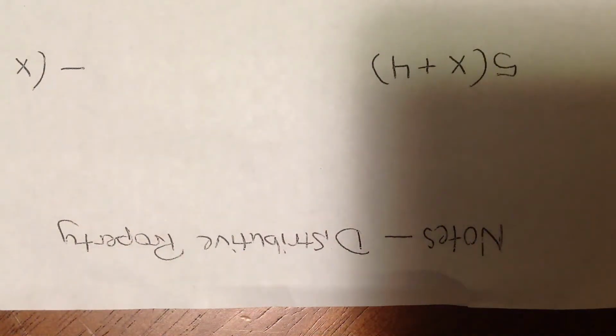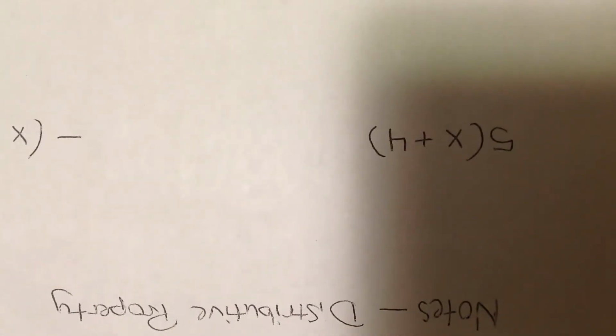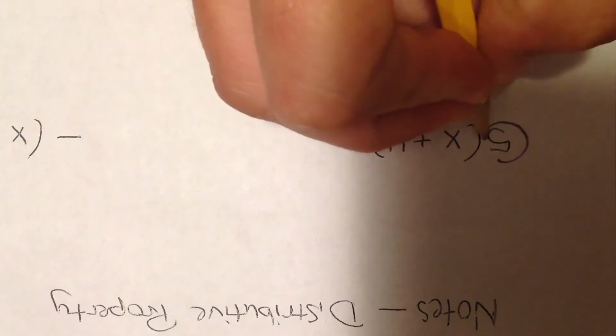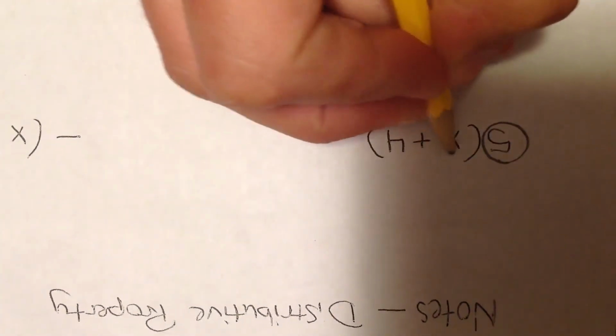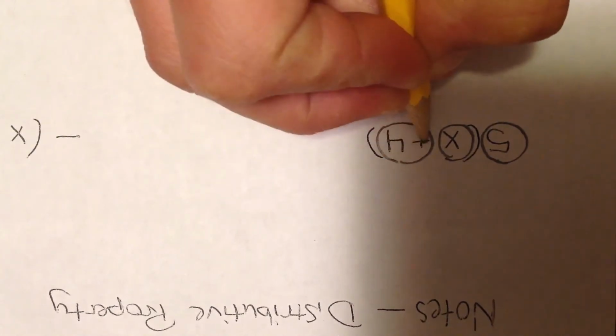Okay, this video will review with you how to use the distributive property. So, in order to use the distributive property, you will take your outside term, which in this case is 5, and you're going to multiply it by each of the inside terms. Remember, the sign goes with the second term.